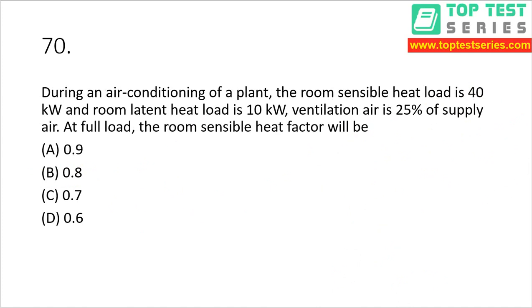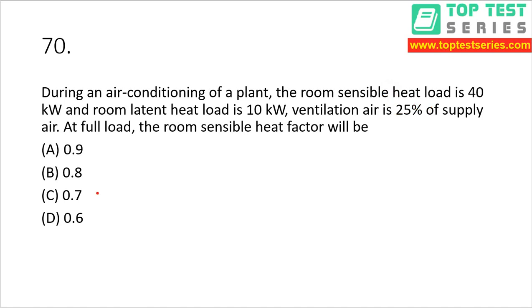Question number 70. During air conditioning of a plant, the room sensible heat load is 40 kilowatt and room latent heat load is 10 kilowatt. Ventilation air is 25% of supply air at full load. The room sensible heat factor will be. We have to find out room sensible heat factor. Amazing question, my dear. I must say that. Amazing question, right? Because it is saying ventilation air is 25%. So you always tag it 25%, what it is saying. But to find the answer of this question is quite simple.